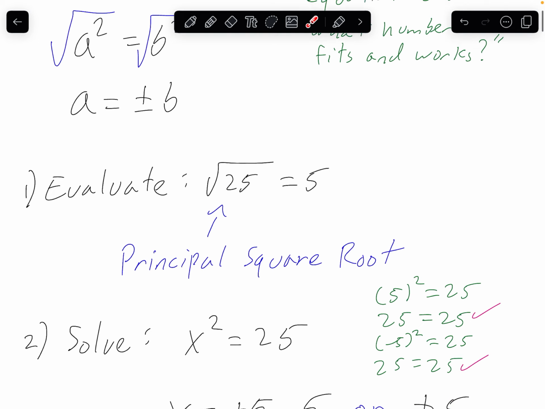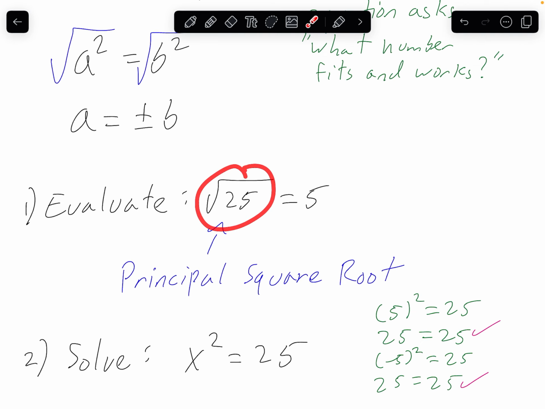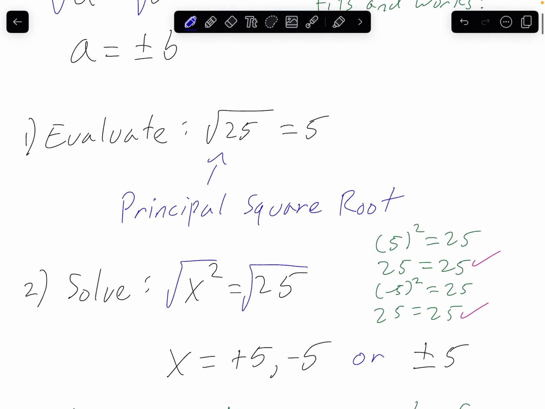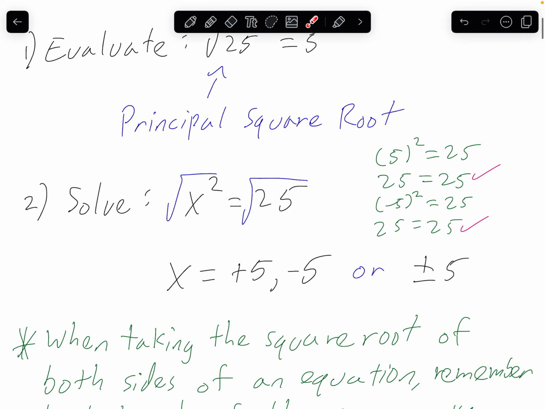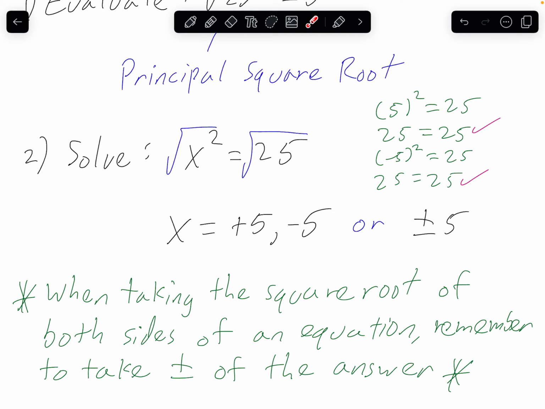So when a square root is given to you, like this one, we're evaluating the square root of 25. That answer is only 5. That's called the principal square root. When we are introducing the square root ourselves, like using the square root property in order to solve an equation, this is where we have to consider both positive and negative square roots of that number. So when taking the square root of both sides of an equation, remember to take the plus or minus of the answer.